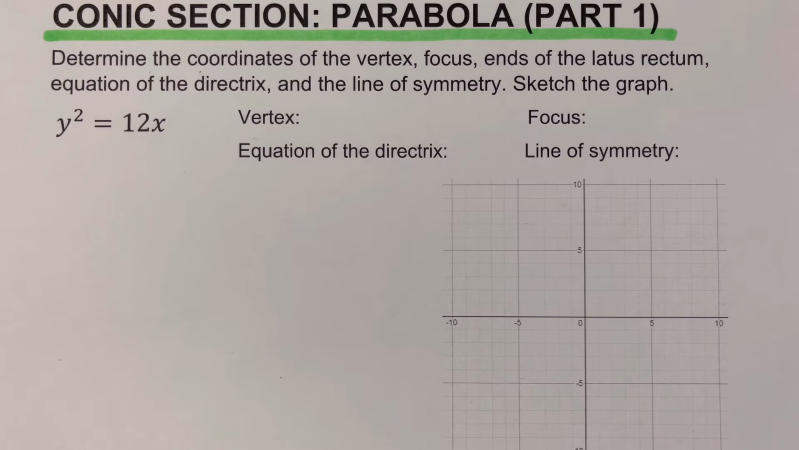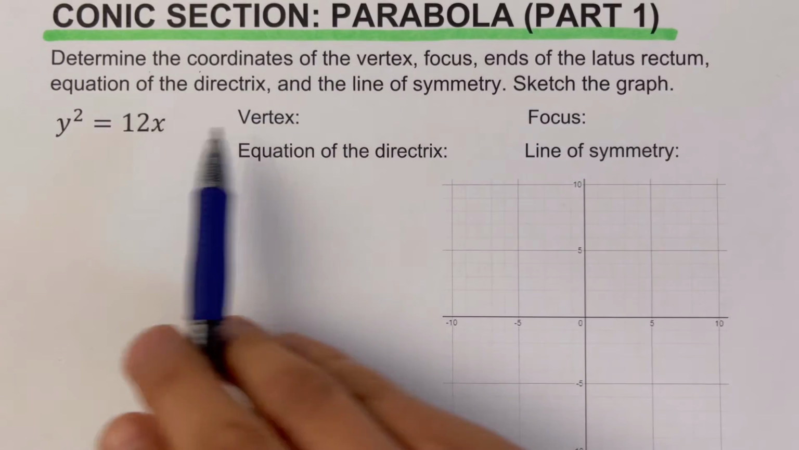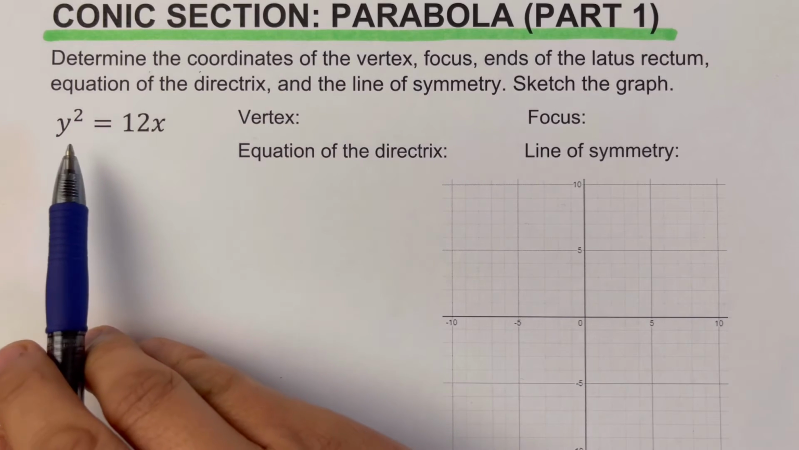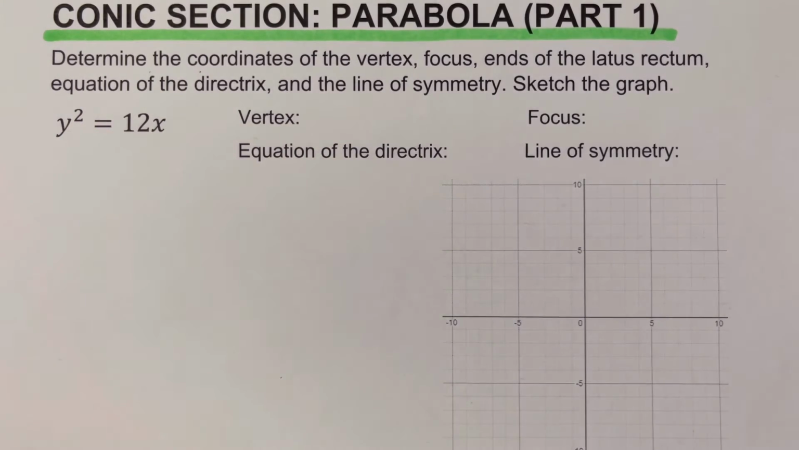Going back to this example right here, we are supposed to determine the coordinates of the vertex, focus, and ends of the latus rectum, the equation of the directrix, and the line of symmetry of this equation, y squared equals 12x, and we're supposed to sketch the graph over here. So the first thing that we are going to do here is to determine the value of P.